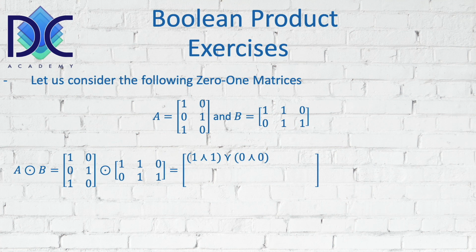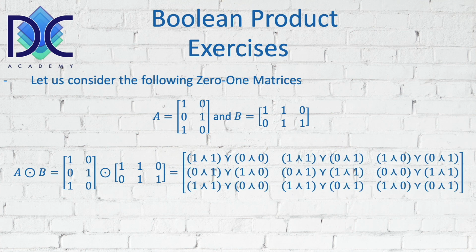Once you've finished, you can come back and we will see that you find the same results. So now we have to do the multiplication. We have to find the other terms here. When you did the multiplication with the Boolean product, you find finally this solution.